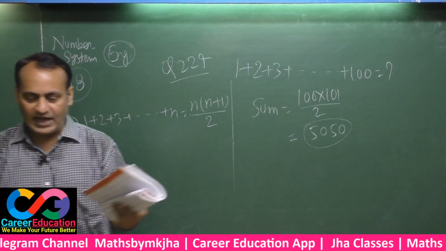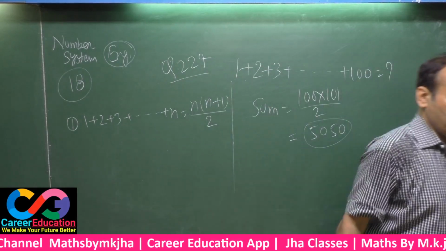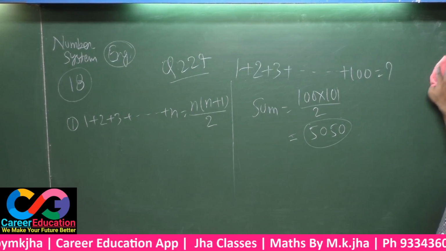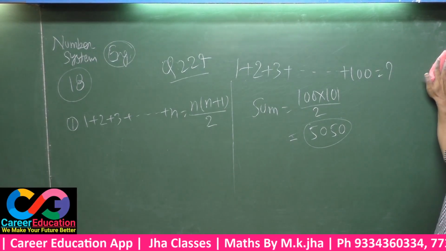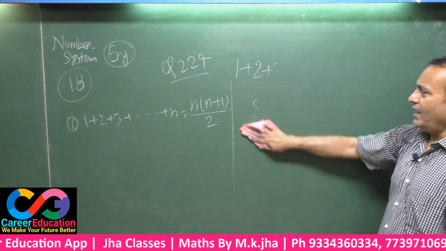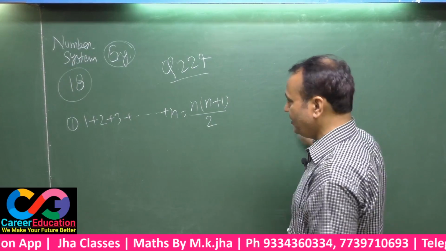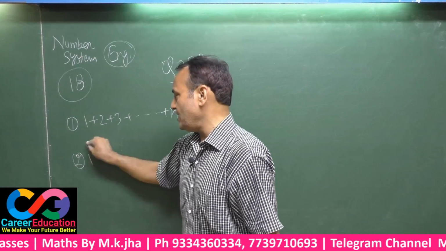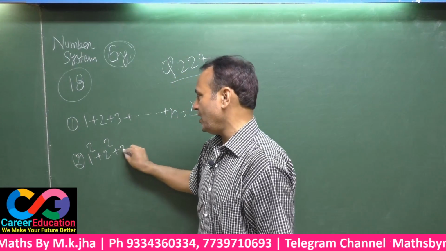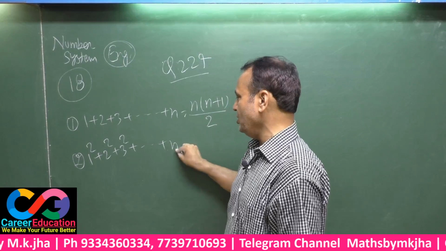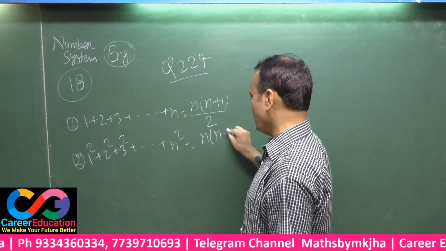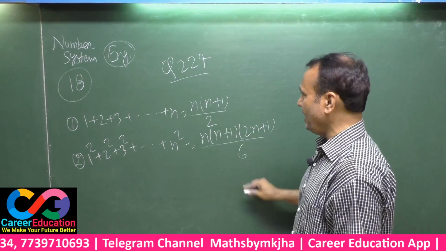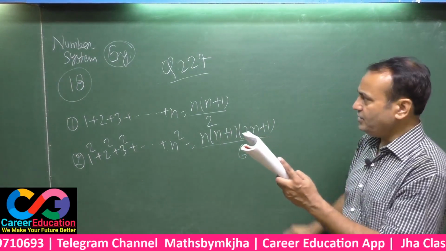This question has been asked so many times in your examinations within 30 years. Almost 50 times this question has been asked. You have to remember only the formula given here. The second formula must be applied to the next question. It is like this: 1 square, 2 square, 3 square up to n square is n into n plus 1 into 2n plus 1 divided by 6. This formula must be applied to your question number 225.